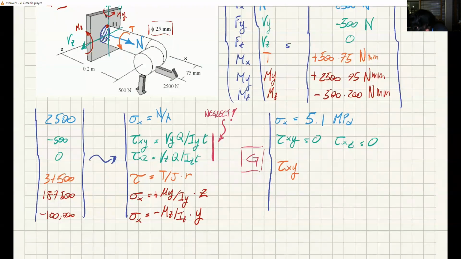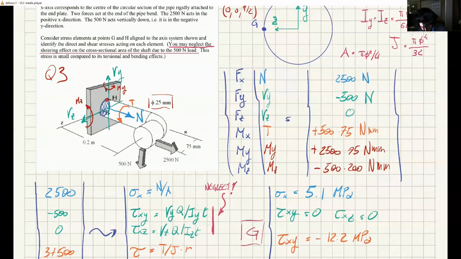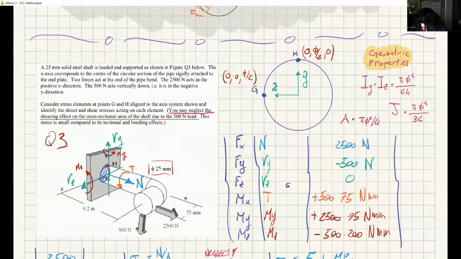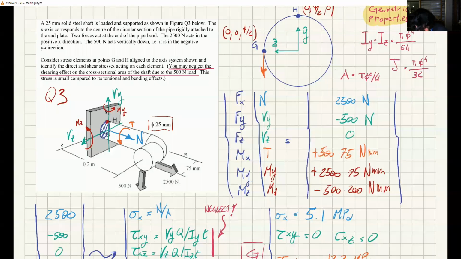In this case, we have tau xy equals negative T over J times R, which is 12.2 megapascal. How do I know it's negative? Well, I know it's negative because this is a positive quantity and the radius of G, again, must be giving me this stress here, which is opposite to Y.